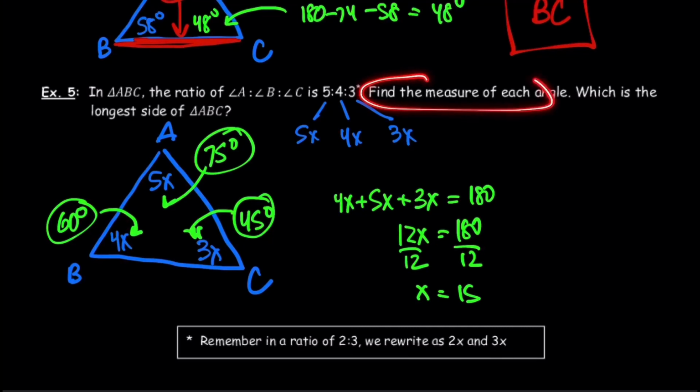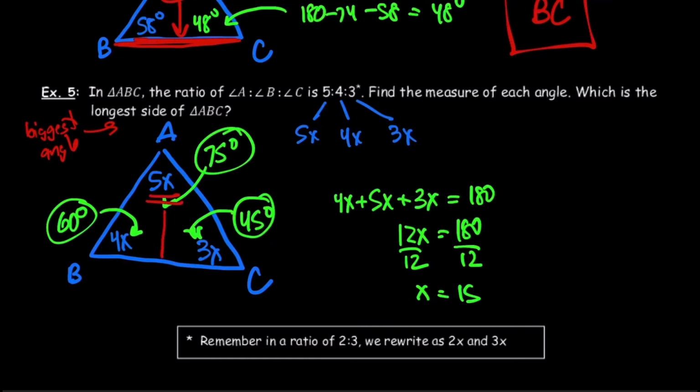Good. Next it says, which is the longest side? So remember, longest side, you're thinking biggest angle. Well, there's a couple ways you can do it. You can actually look at the angle measure, or you can realize, well, hey, 5x is bigger than 4x is bigger than 3x. So the longest side is going to be this side right here, BC. So I'd write that down and circle it.